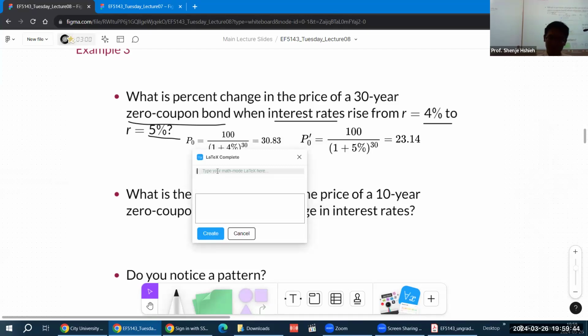All right, so to calculate the percent change in delta P, it's delta P. That's easy, right? You just take the difference, 23.14 minus, let me do fractions instead. 23.14 minus 30.83 divided by 30.83. That is equal to negative 24.9%.